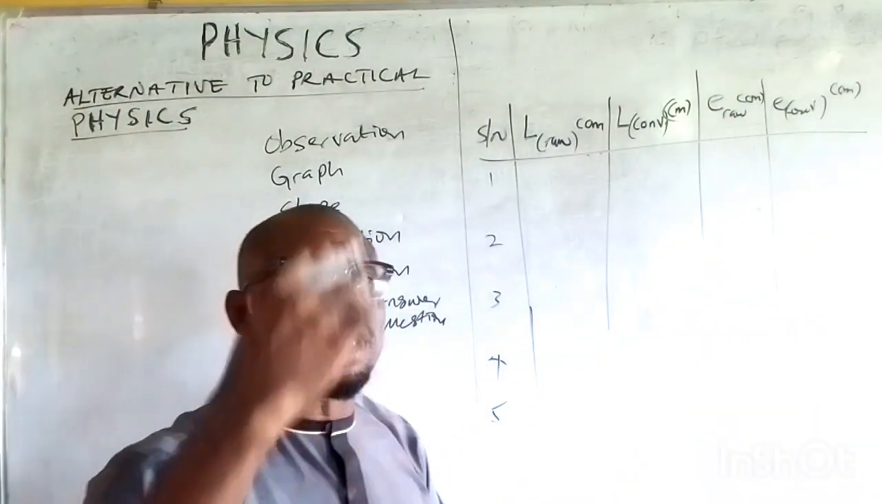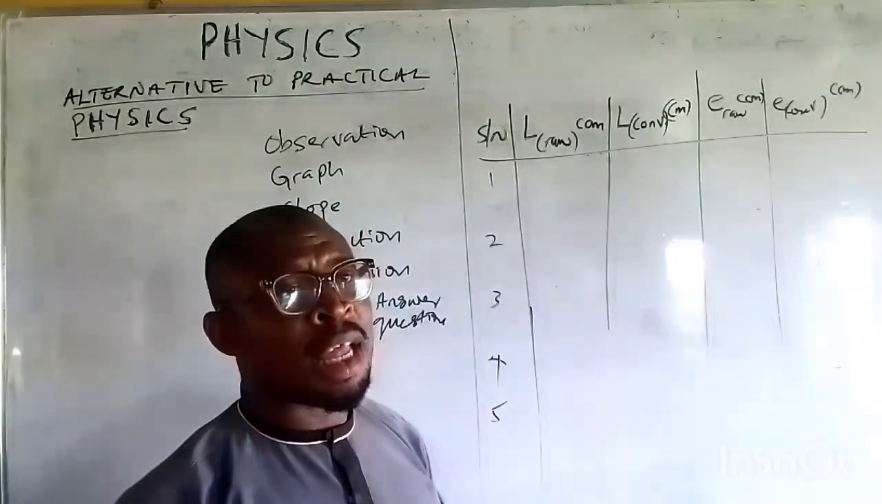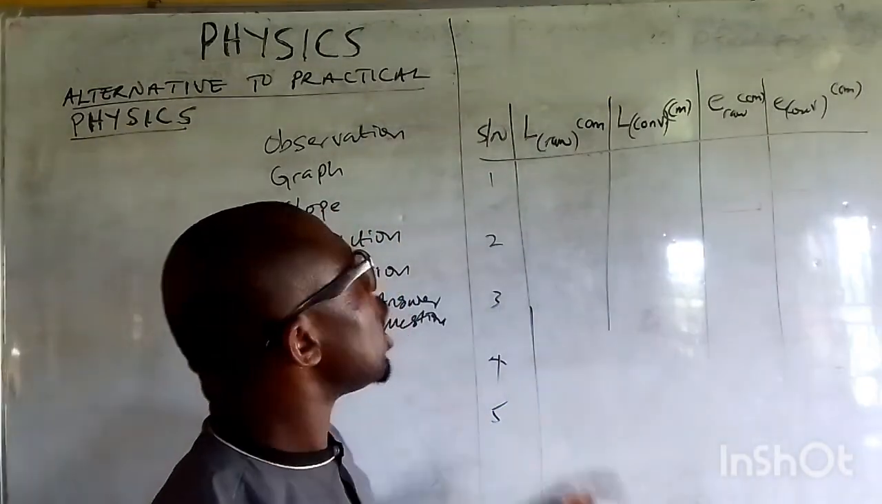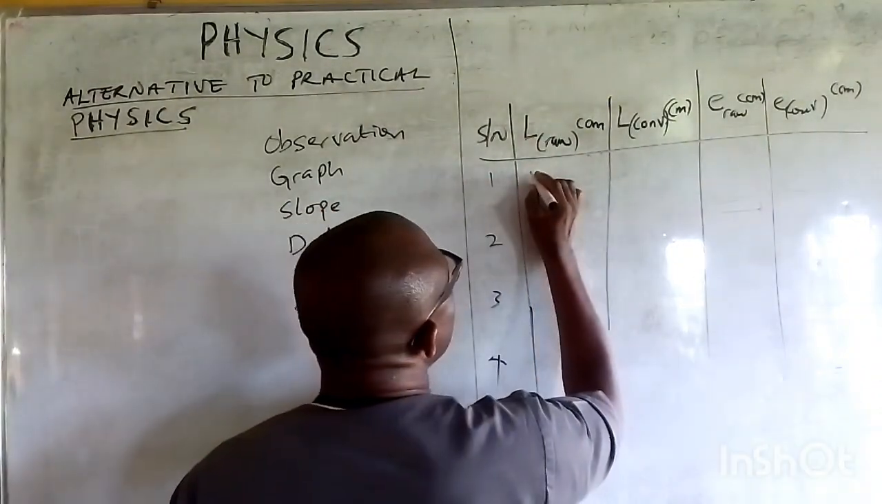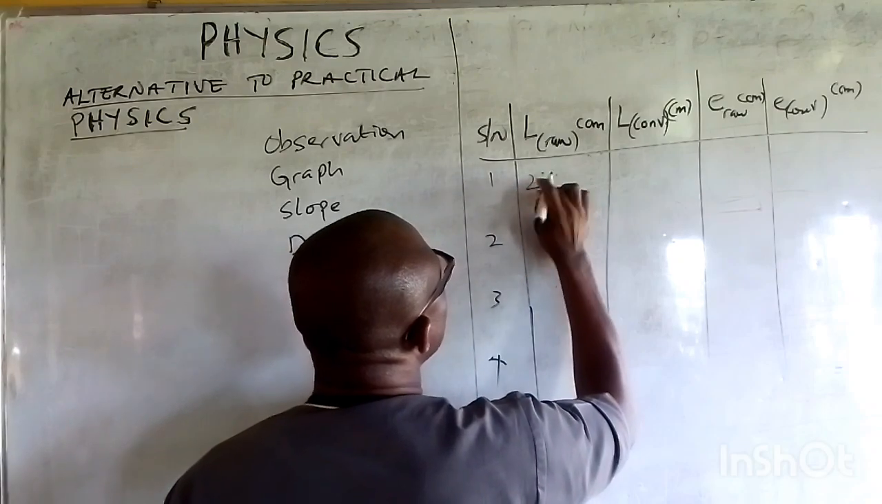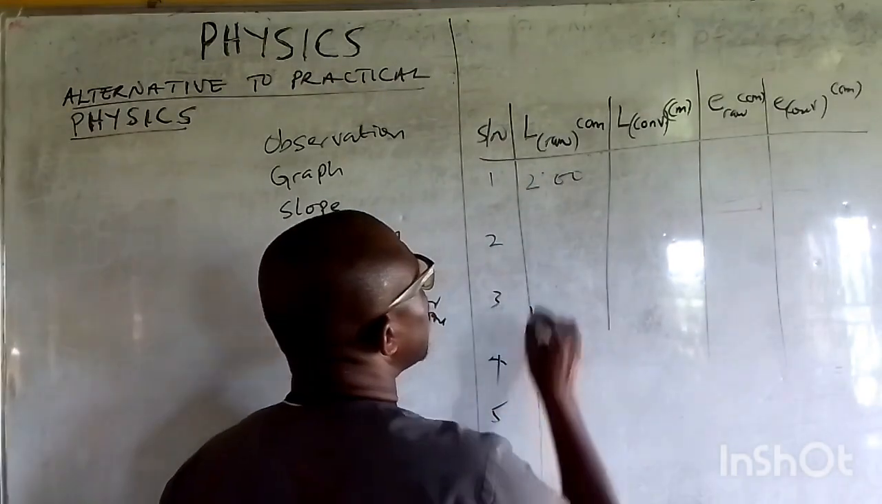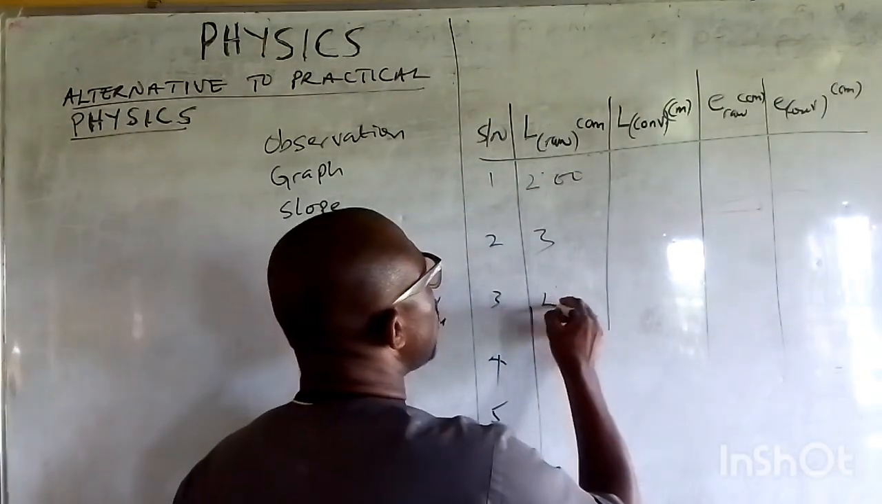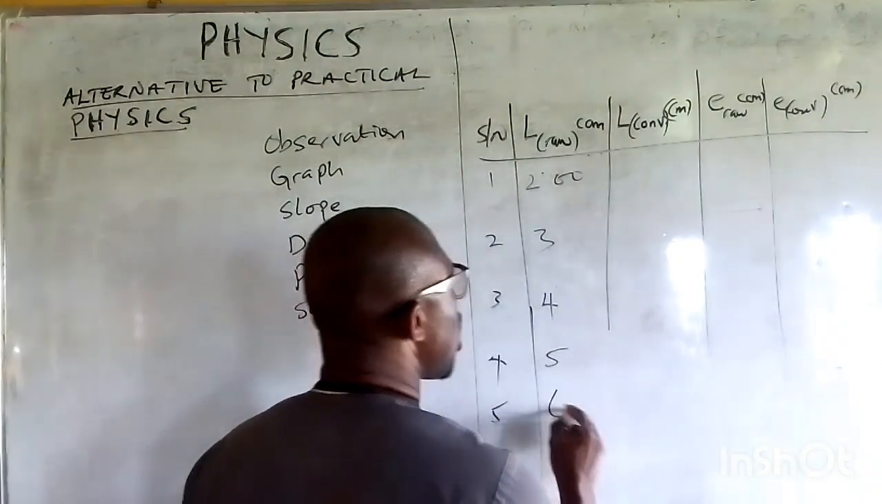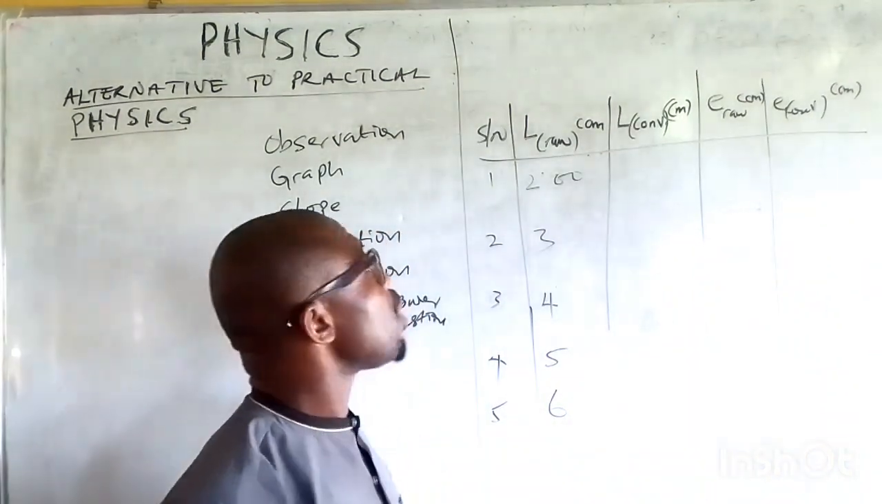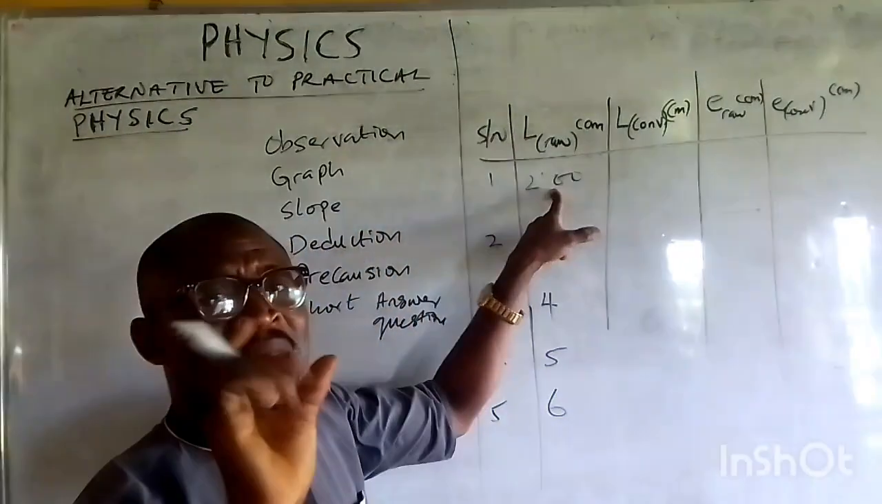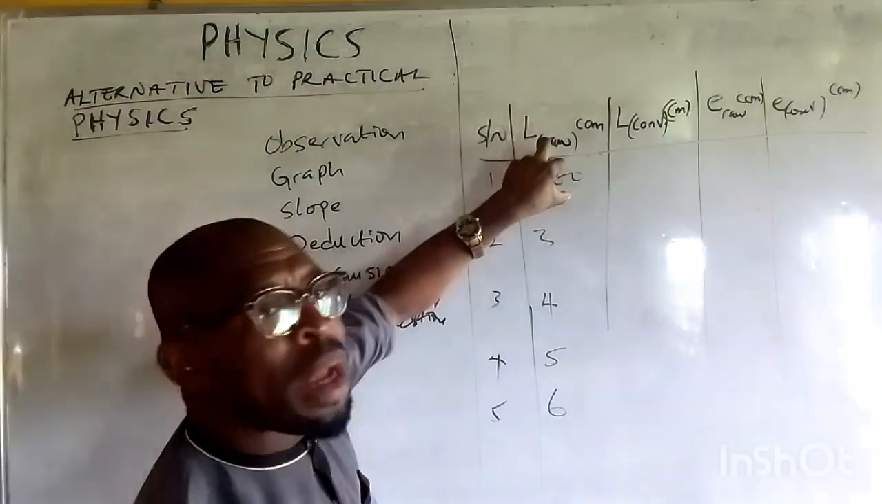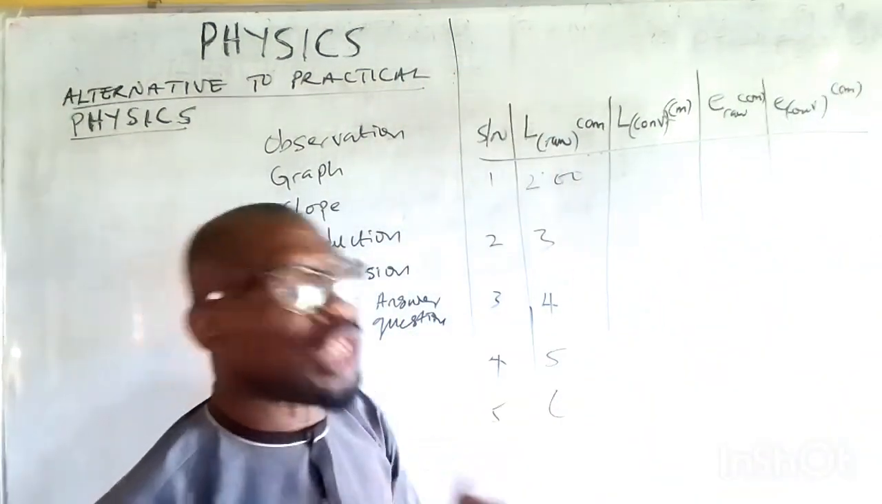Number 2, you record to the appropriate degree of accuracy. Please, very, very important, because assuming this one is length, let's say 2 centimeter. Next one, let's say 3. The other one 4. The other one 5. Maybe the other one 6, as the case may be. Please be consistent with your DP. Pick a DP and then be consistent with it.